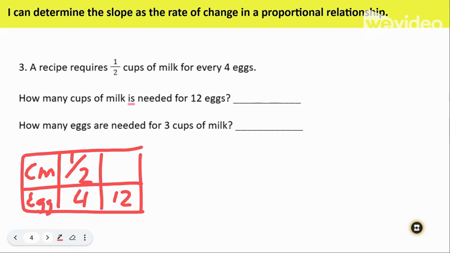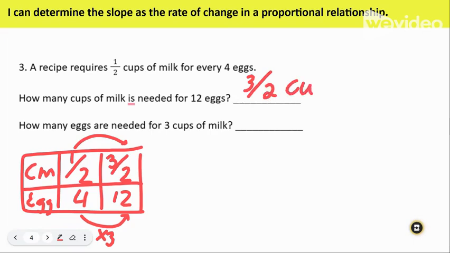So here you can use your calculator, or if you know how to multiply, very easy. 4 times 3 equals 12. 1/2 times 3 equals 3.5. So I will need 3.5 cups of milk.